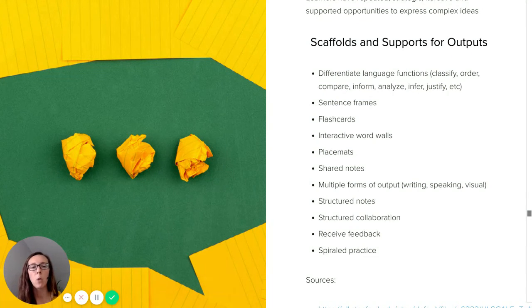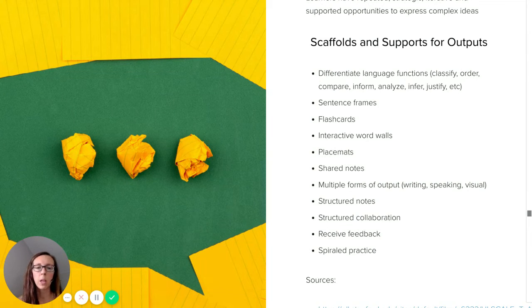So thinking about how we ask students to produce output, we could differentiate the different language functions based on the language proficiency levels of students. For asking students who are fairly new in their English language proficiency to express a concept, instead of, for example, defining the concept, we might ask them to classify things that are alike. We might ask them to put things in order. And then as they get more developed in their English language proficiency, that's where we can start to ask them to do some higher order thinking, like analyzing and inferring and justifying.